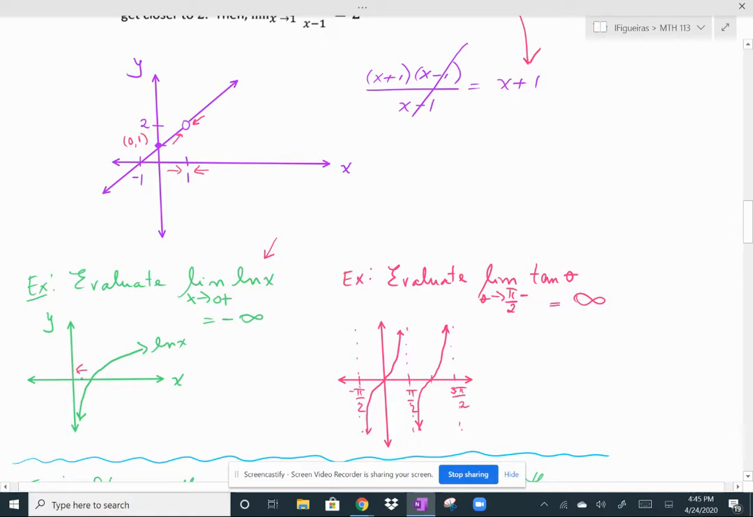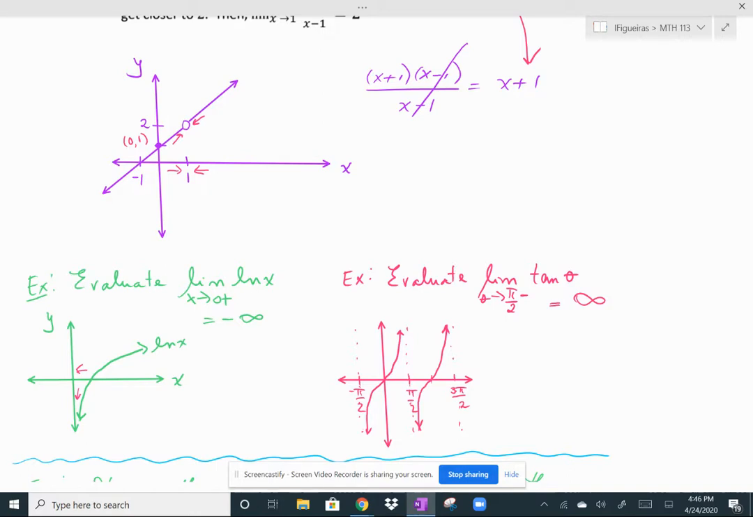So as I get closer and closer to 0 from the right, if I look at the path of the function, that is approaching negative infinity. That's your limit value. That limit does not exist. Again, because it's not a finite number, and it doesn't exist as a finite number from both the left and right side of 0.